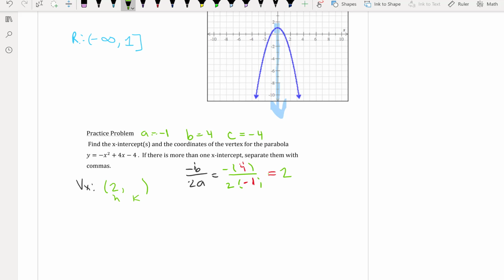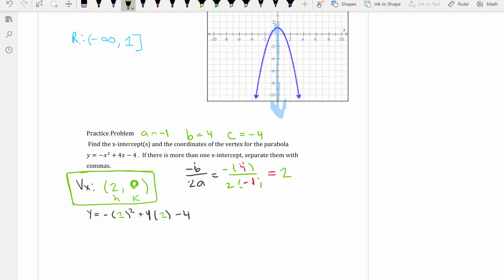To figure out the k value, I'm going to plug 2 into my original equation. So my y is equal to -x squared plus 4x minus 4. That value that I'm plugging in is 2, and that's going to give me my k value. So negative parentheses 2 squared plus 4 times 2 minus 4 gives me 0. So my vertex is (2, 0).